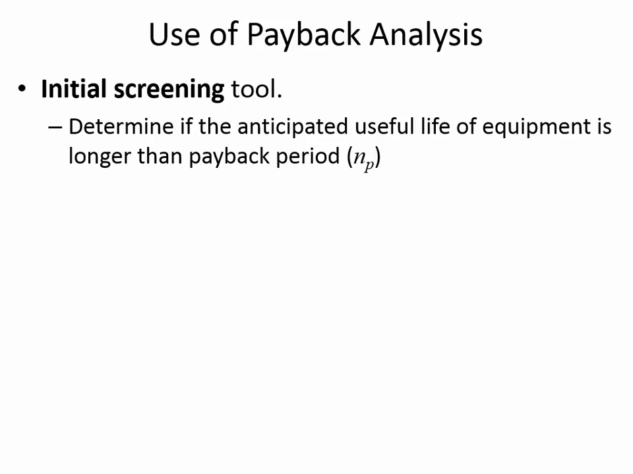And so the screening logic is that if the useful life of the equipment is less than the payback period, then you should reject the alternative. But if the useful life is greater than the payback period, then it can be a good option. It doesn't mean that it's the best option, though. It's just an initial screening tool, a reject or accept based on how long the equipment is expected to last versus how long it takes to receive the payback.